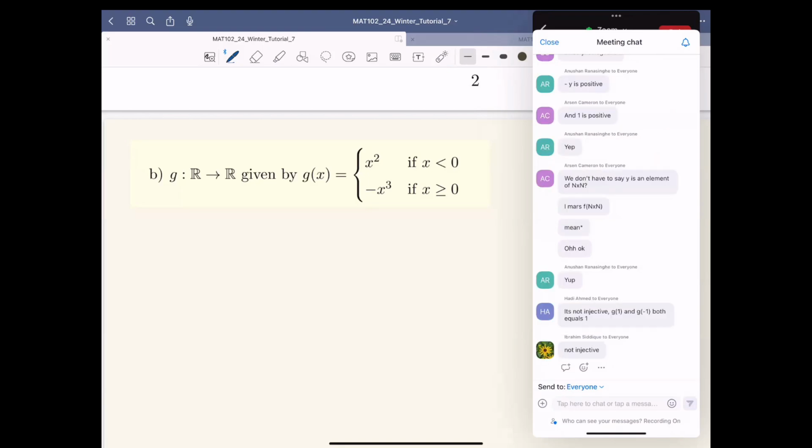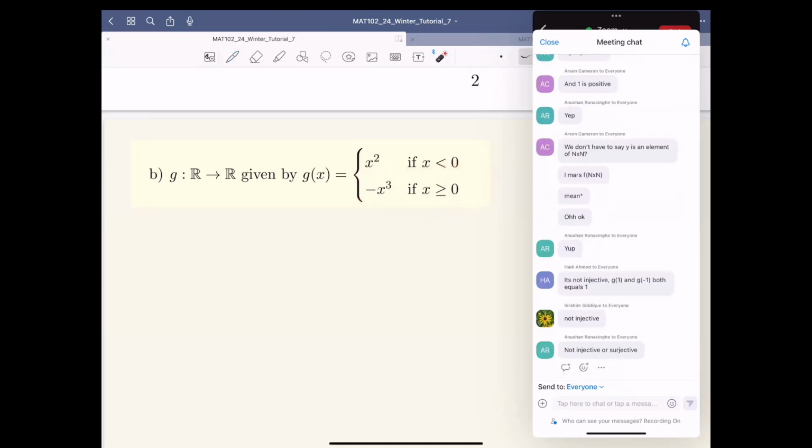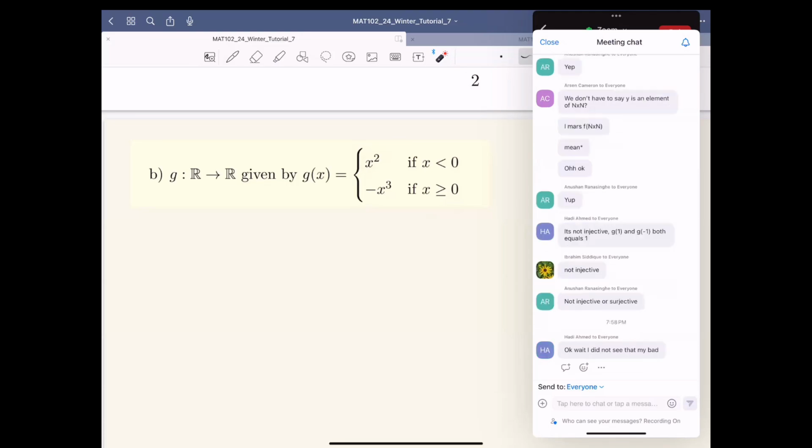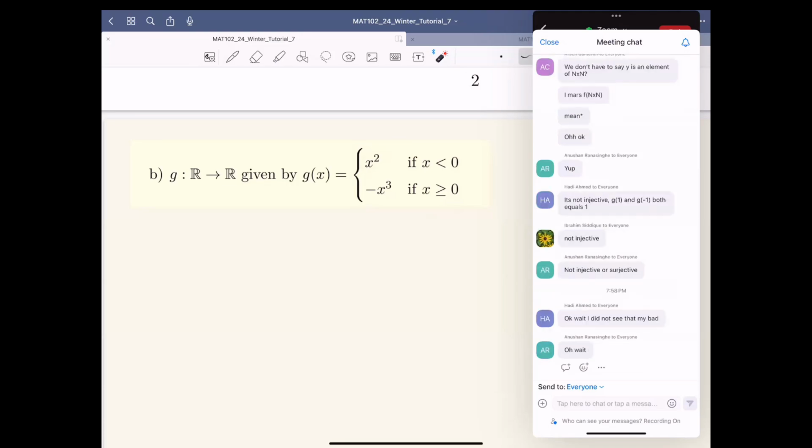Is it though? G of 1 is using this piece. That's negative 1. And G of negative 1 is 1. So your counterexample does not work. So far, I haven't seen a single correct answer, so you should keep trying.